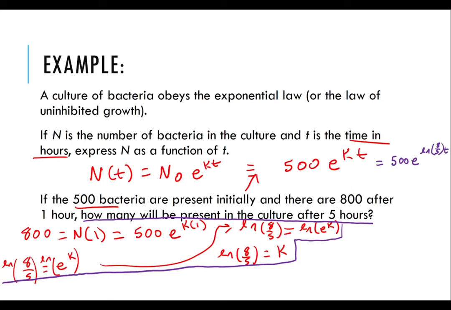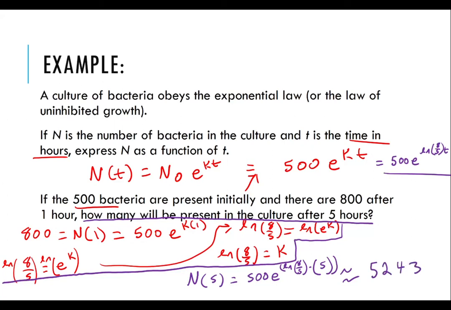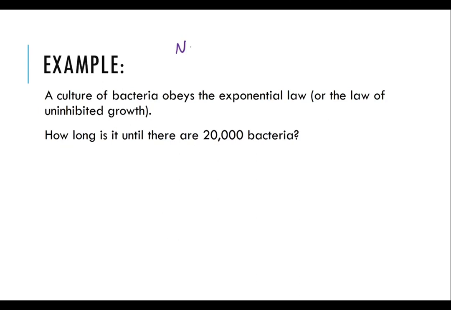And so now, if I want to find how many bacteria will be present in the culture after 5 hours, then this is just the formula that we just found. That is, n of 5 is going to be equal to 500 times e raised to the natural log of 8/5 times t, where t is 5. This is just a calculator value. When you calculate these things, make sure that you put an extra set of parentheses around that product as the power of e. And I get that this is approximately 5,243 bacteria.